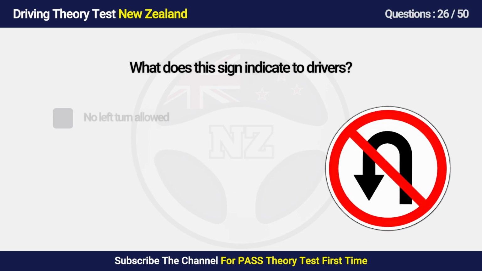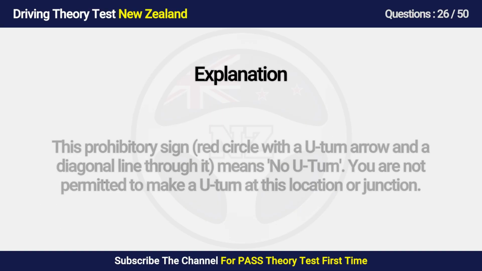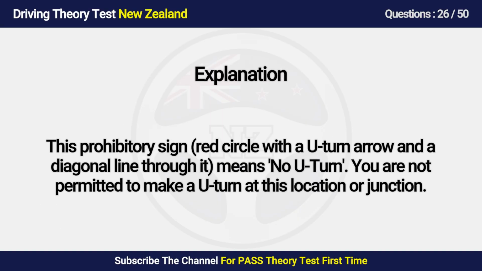Question 26. What does this sign indicate to drivers? A. No left turn allowed. B. No U-turn permitted. C. No right turn allowed. D. U-turn is mandatory. Answer is B. No U-turn permitted. This prohibitory sign, a red circle with a U-turn arrow and a diagonal line through it, means no U-turn. You are not permitted to make a U-turn at this location or junction.